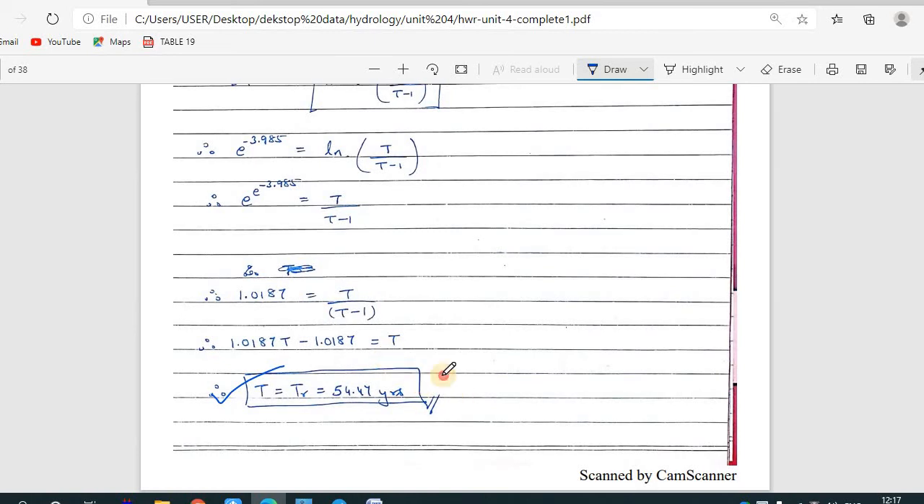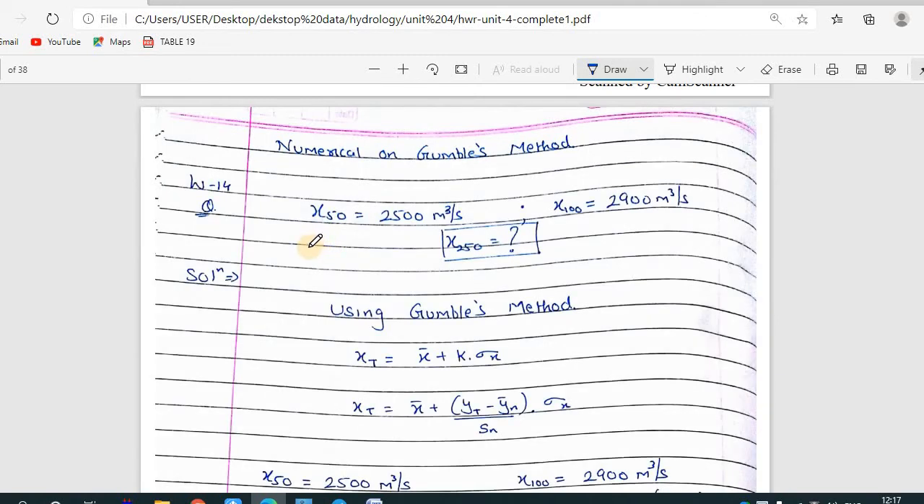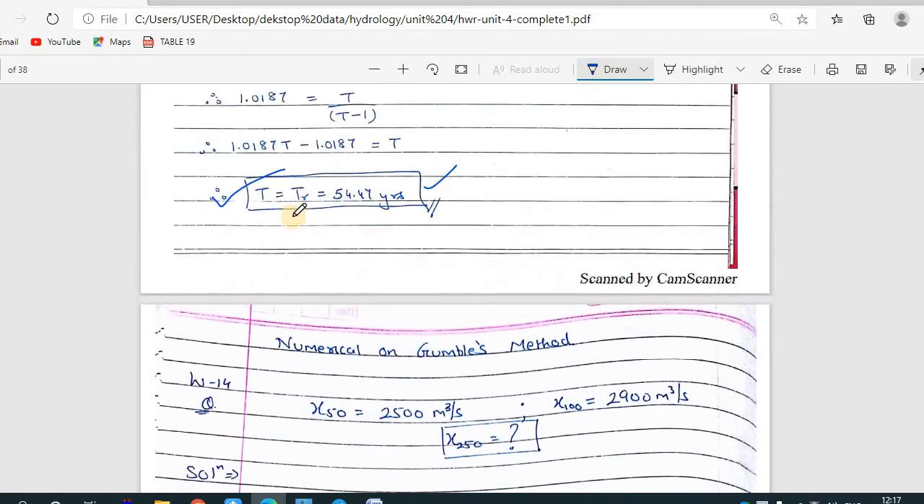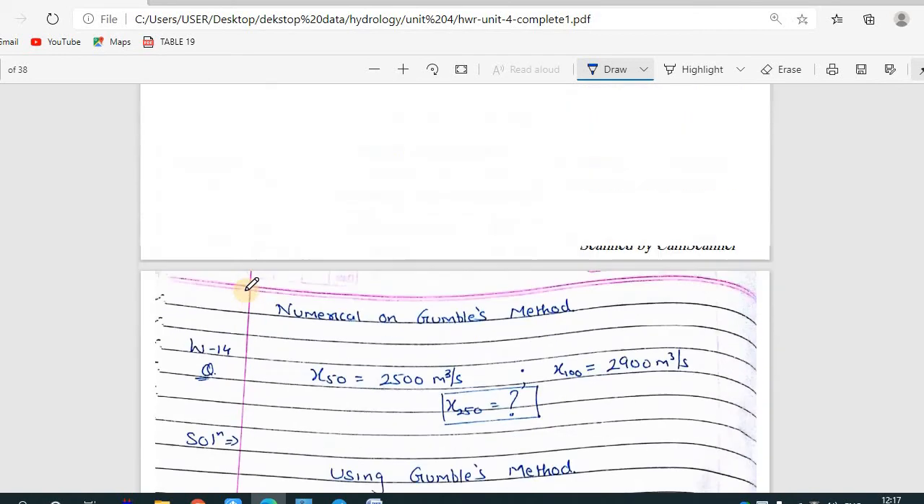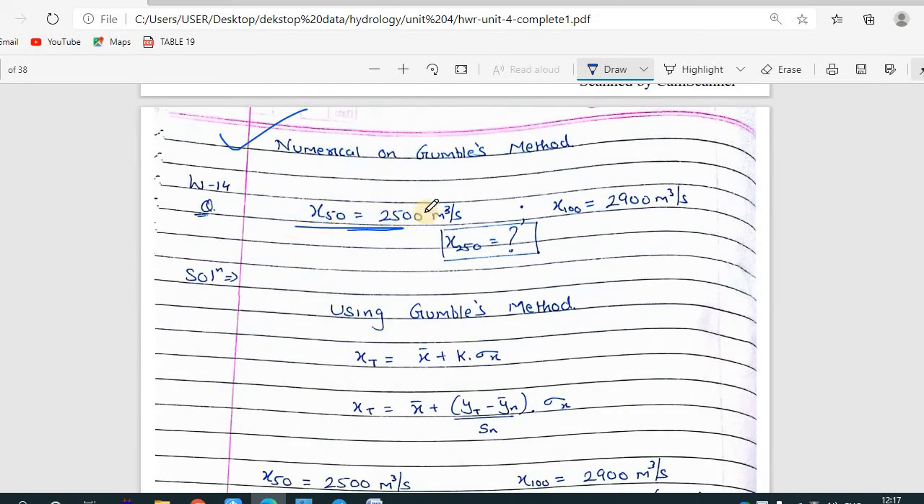54.47 years. So this is the recurrence period. After that, this was the equation. The next numerical on Gumbel's method is what? X50 is given as 2500 meter cube per second. X100 is given as 2900 meter cube per second. X250 we need to calculate.